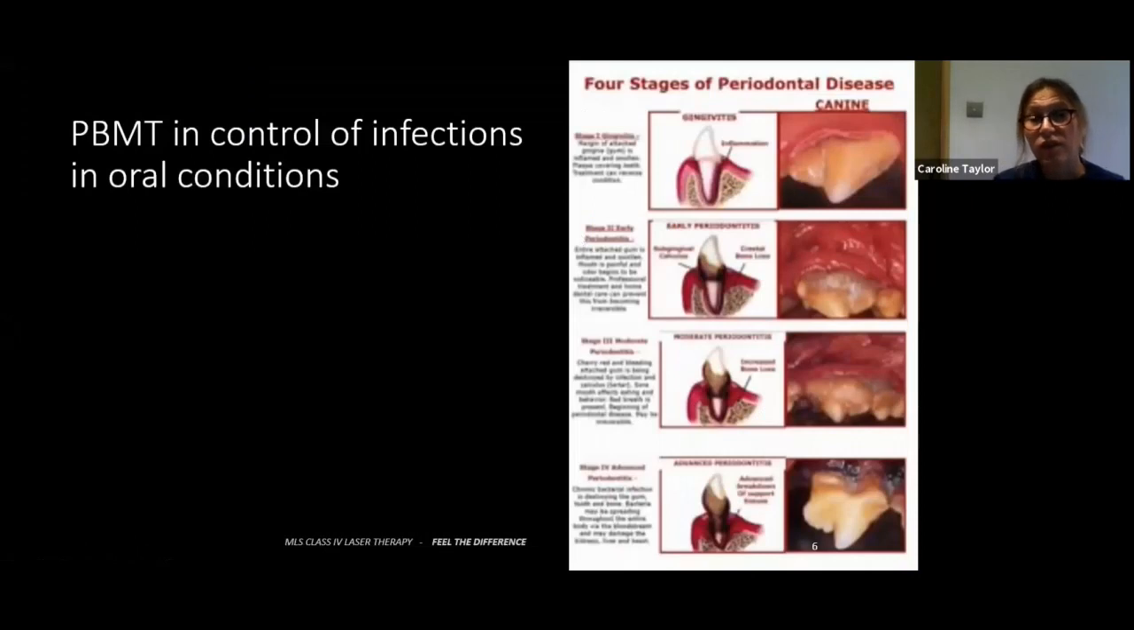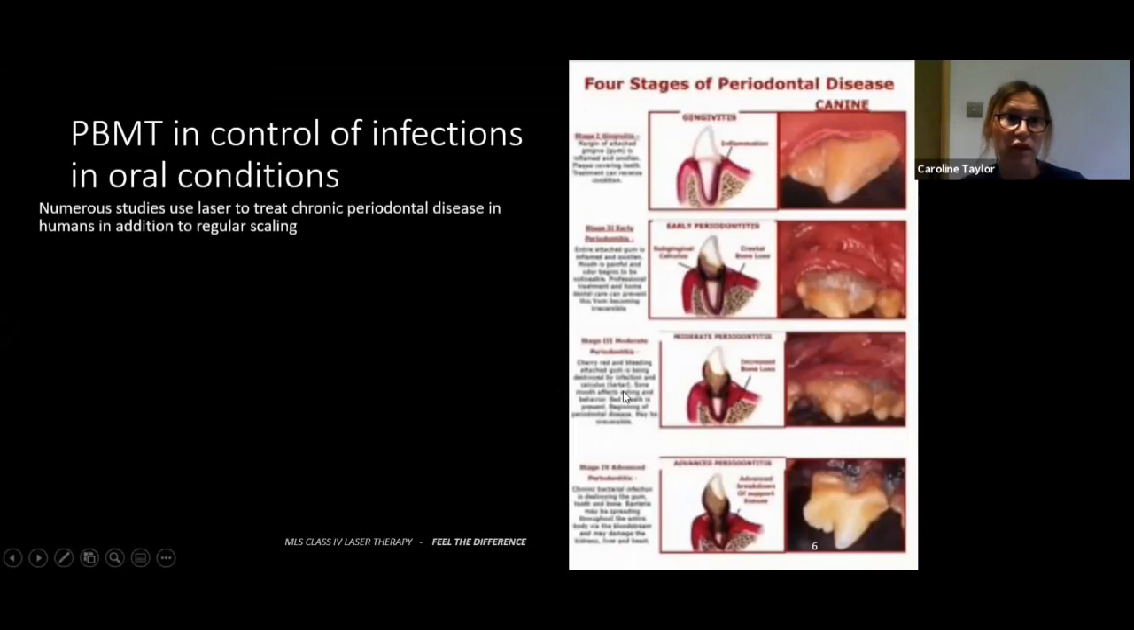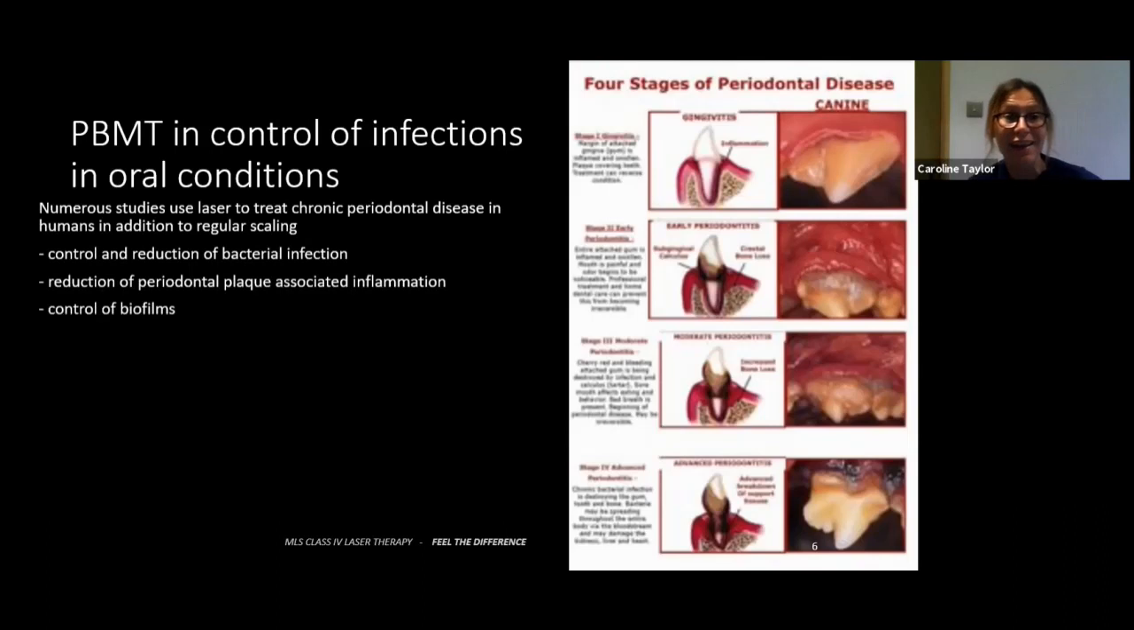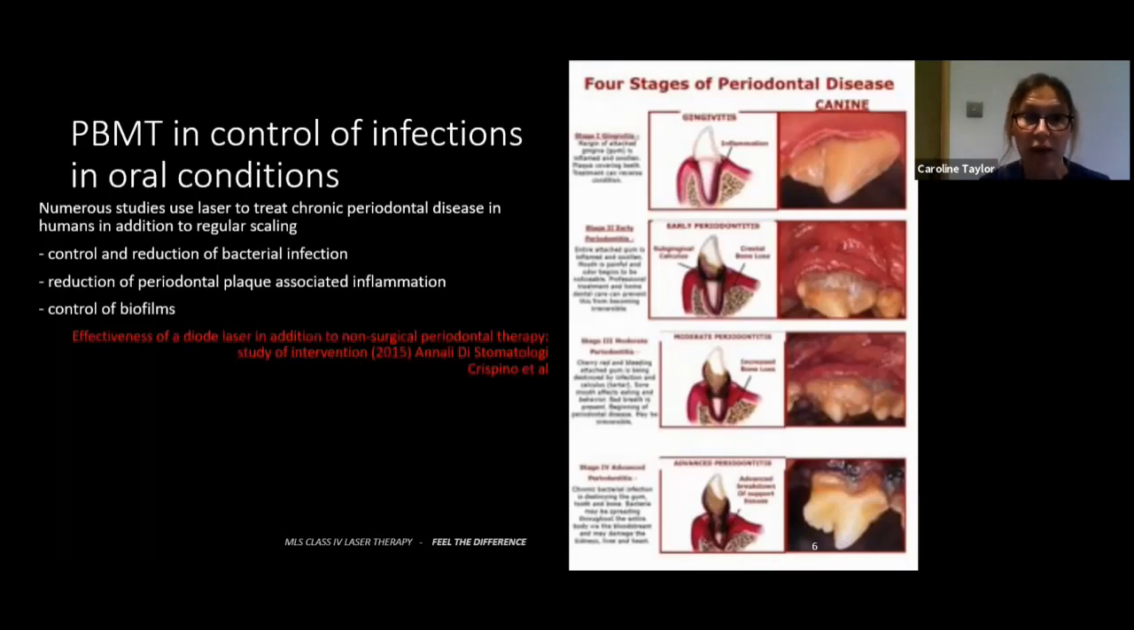So in oral conditions, obviously we're used to dealing with quite advanced periodontal disease in animals and in dogs, and there are numerous studies in people to show that in the treatment of chronic periodontal disease, in addition to the regular scaling and cleaning, laser can help control and reduce the level of bacterial infection that is part of this disease. It's also been shown to reduce the periodontal plaque associated inflammation, and there's evidence that it does reduce biofilms that are often an issue within the mouth. So there's a study there that's worth looking up if you're interested in that sort of area.